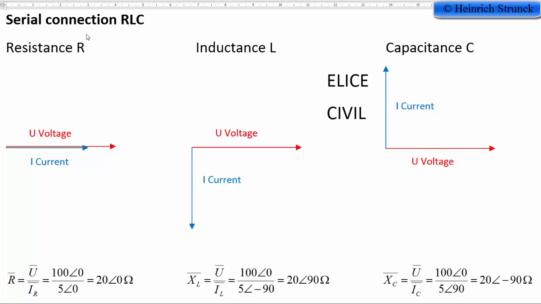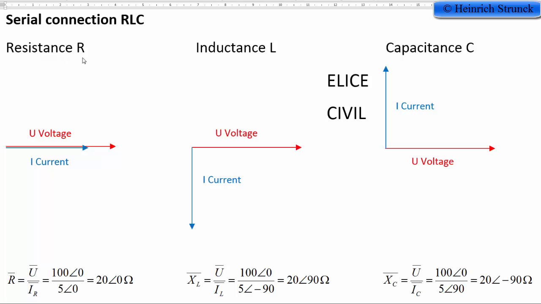Here we're going to look at a serial connection for RLC. R is the resistance, L is the inductance, and C is the capacitance, or resistor, inductor, and capacitor. So we are looking at what will happen when we connect these components in serial.